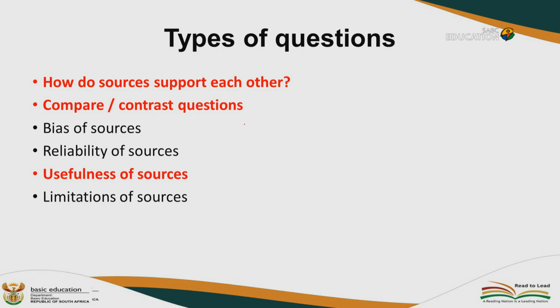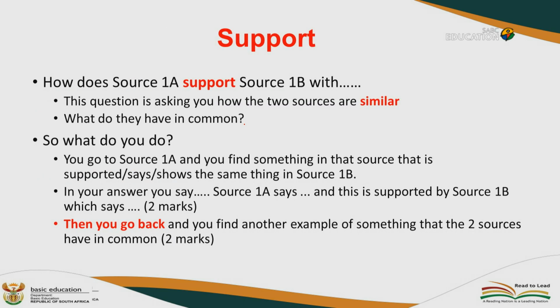Then we've got bias of sources. Then we've got reliability of sources. We've got usefulness of sources, and we also have limitations. Now, I will explain to you what is meant by this as the lesson progresses.